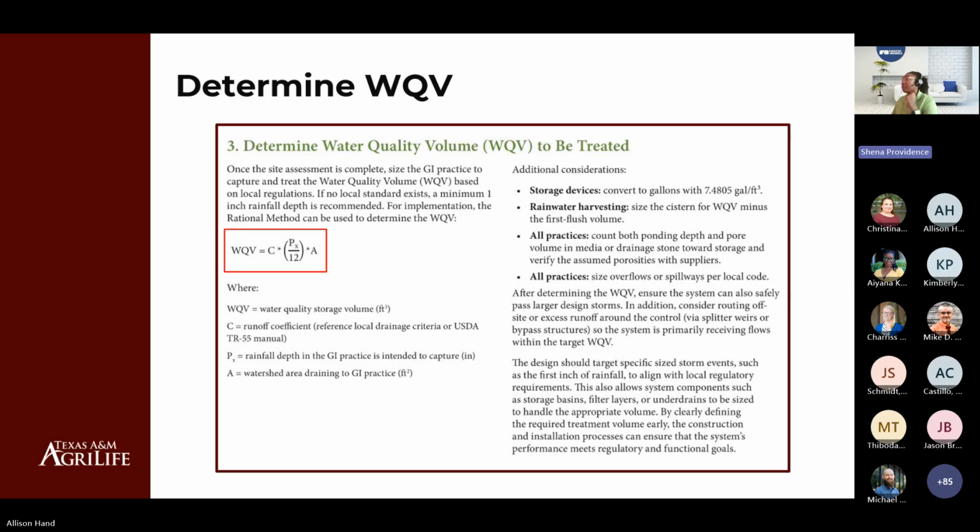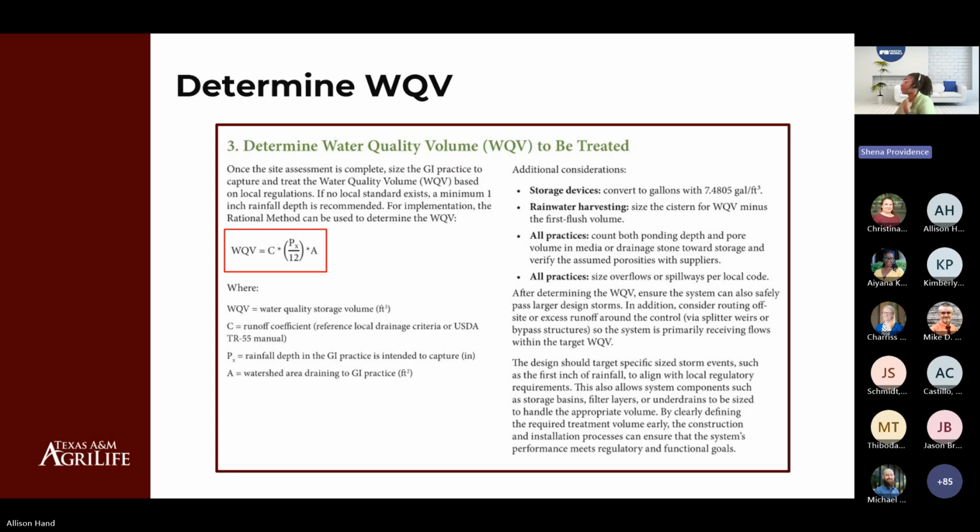Next, we need to determine the water quality volume to be treated. Once the preliminary site assessment is complete, we have to size the GI practice accordingly to capture and treat that volume. Looking at this equation on the left-hand side of the screen, water quality volume is equal to the C value, which is the runoff coefficient, multiplied by the rainfall depth, and then multiplied by the area. It's important to be mindful of the unit conversions when you're using this guide. Rainfall depth is in inches, so it's divided by 12 to convert that to feet.